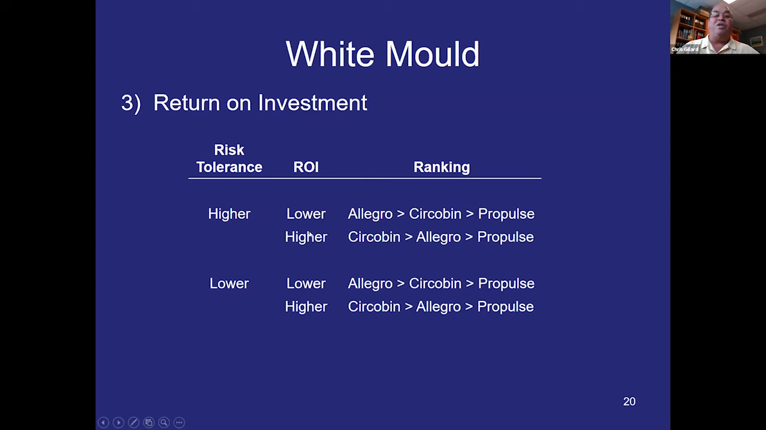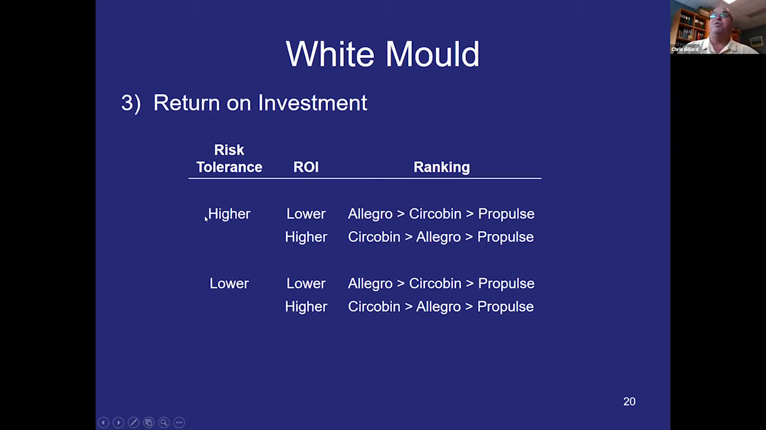He looked at 2 different returns on investment. A lower level, which is basically a return of $0 per hectare. So you get your money back. And a higher return, which is basically, do you get your input costs back at least? Okay, so lower and higher ROI. And then he looked at risk tolerance.